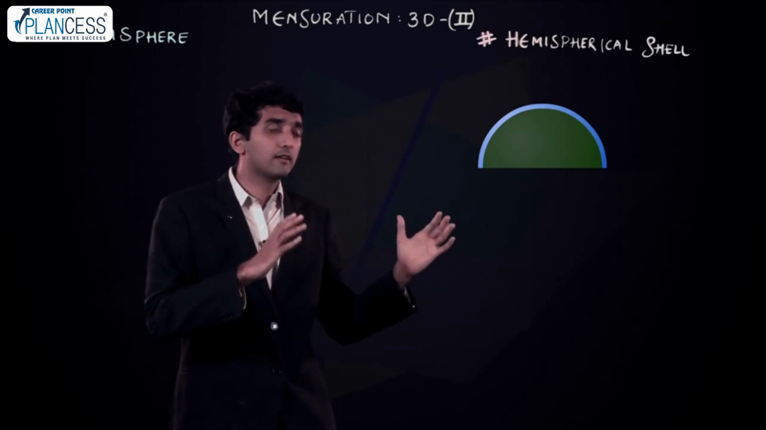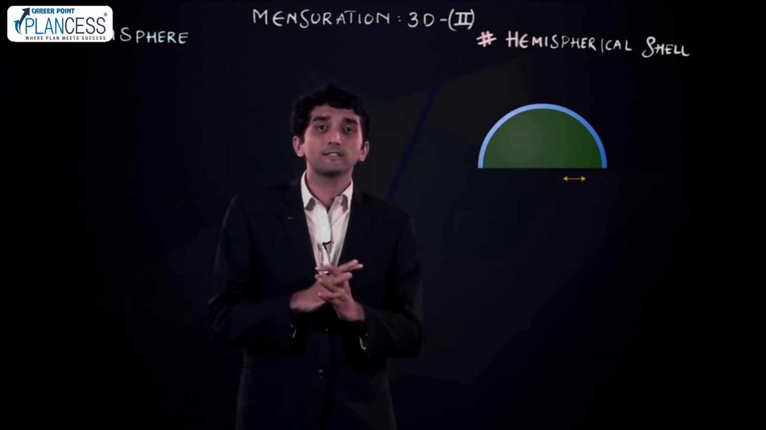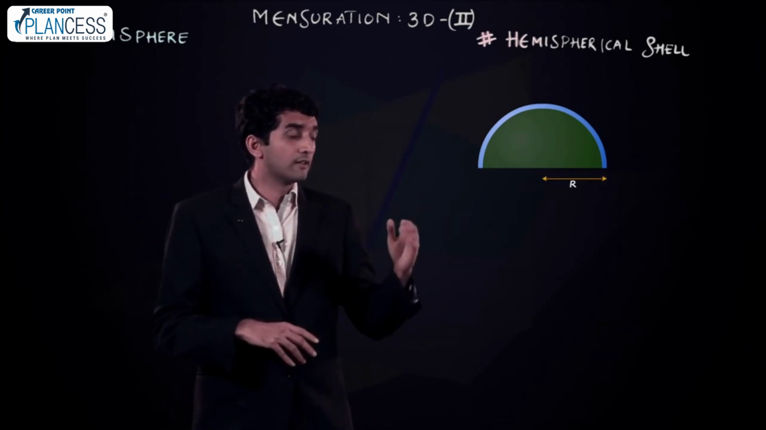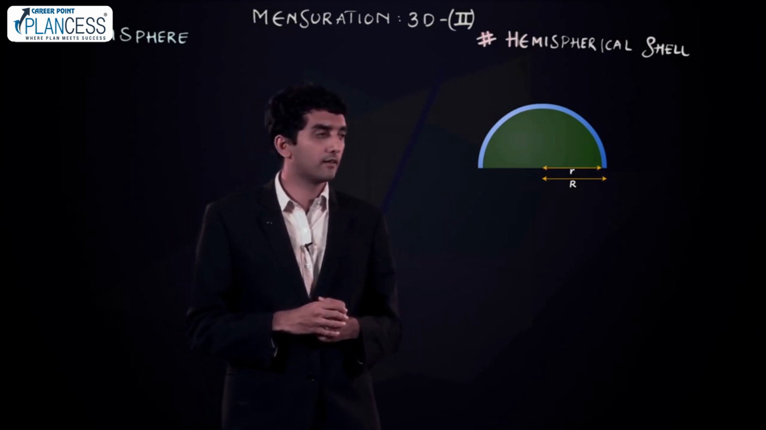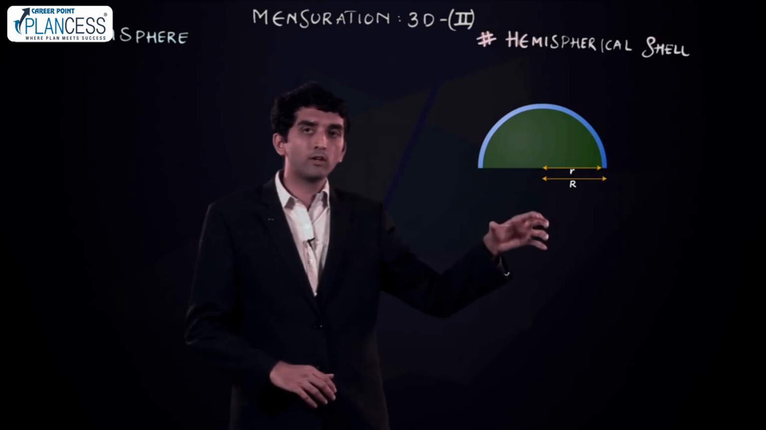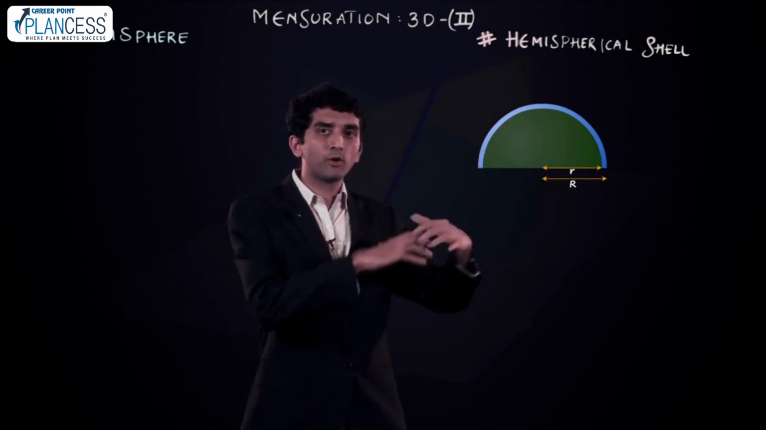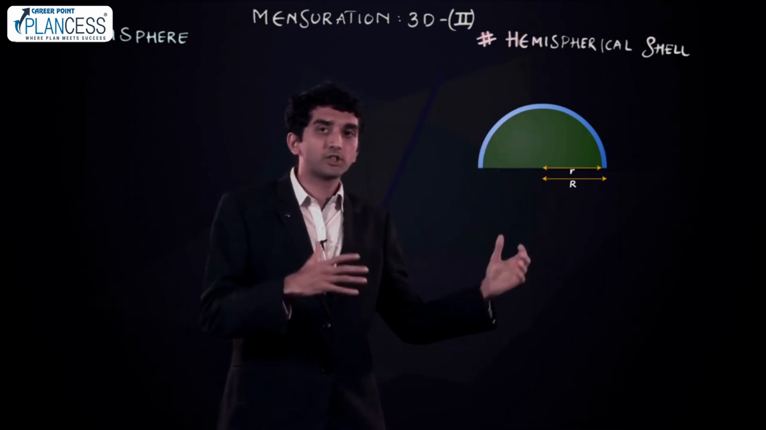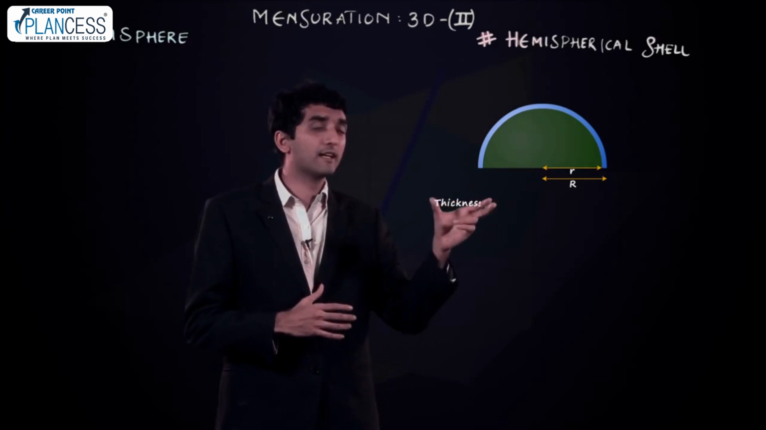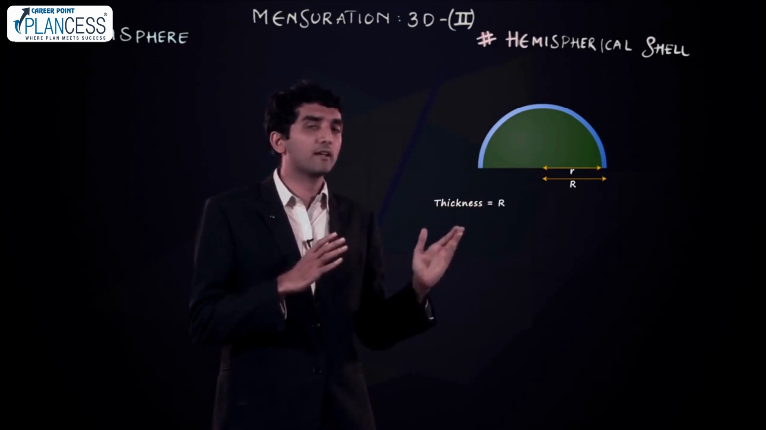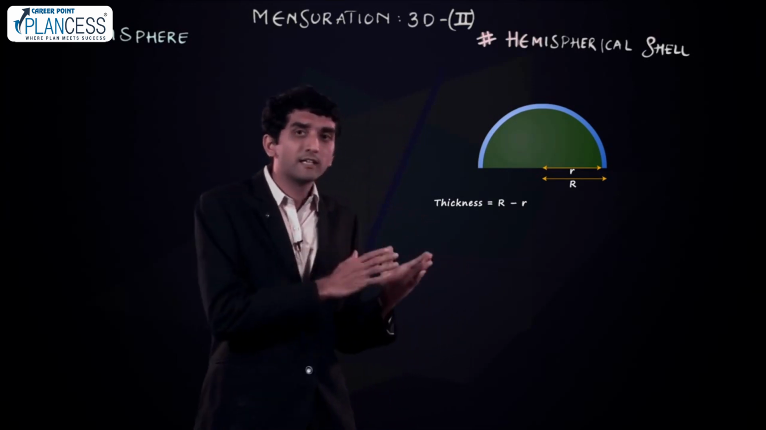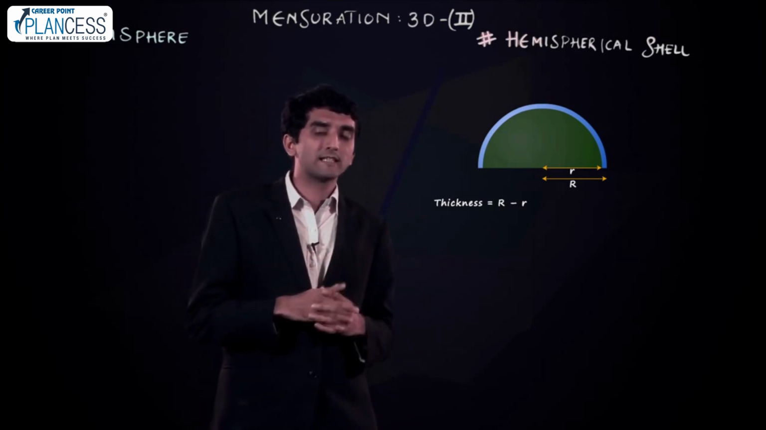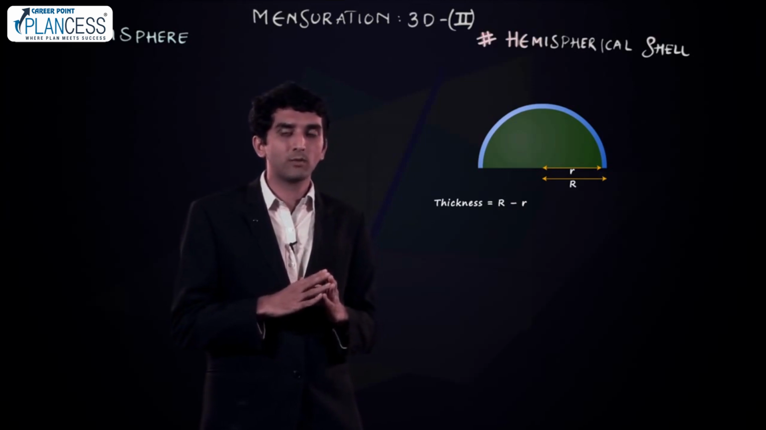Let's say the larger hemisphere has a radius of capital R, the smaller hemisphere has a radius of small r, right? So the smaller hemisphere has been removed from the larger hemisphere and the shell that creates has a thickness now of capital R minus small r. Like we studied in the spherical shell, even the hemispherical shell has a thickness of capital R minus small r.